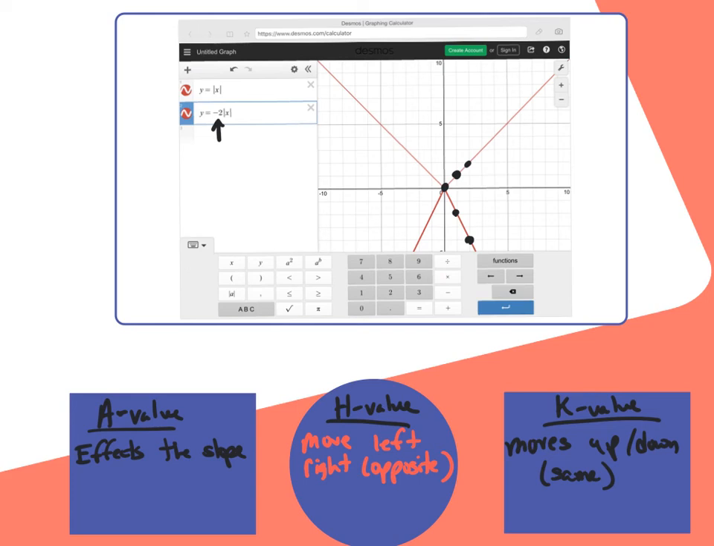So now you have a good idea of how all this stuff kind of comes together. The A value affects the thickness or the skinniness of your V. The H value moves it left and right, always opposite. And then the K value is going to move it up and down. All right. So what I finally want to do is, what if we put this all together? So let's look at one last example of this all together.